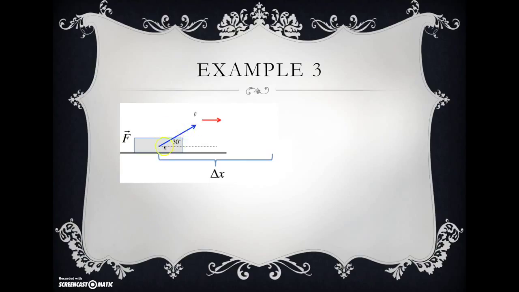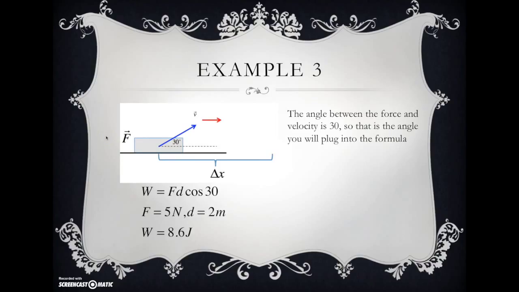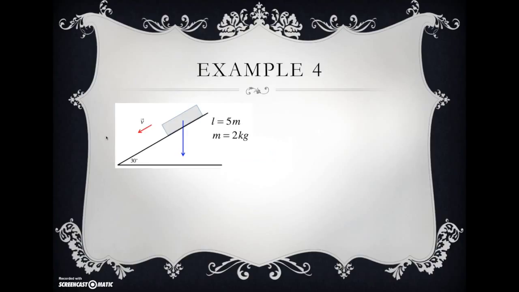Now, the third example, we have force making a 30-degree angle with the direction of motion. So the same formula, force times distance times cosine of 30 in this case, and we end up with 8.6 joules. So far so good, I think.